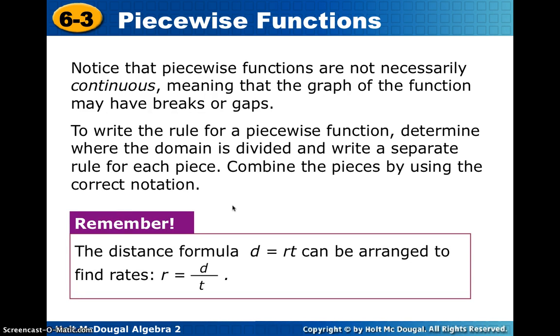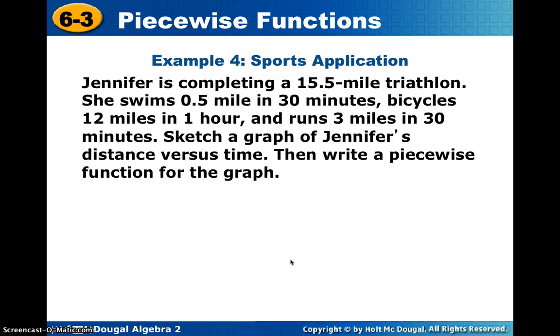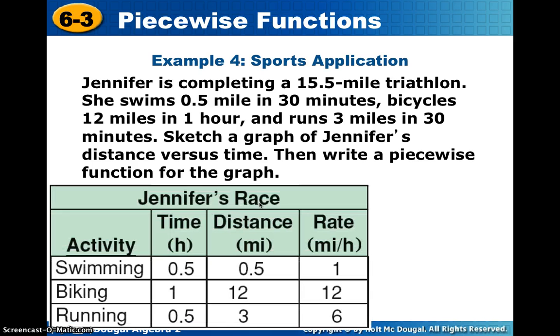So let's look at this next example. The next example happens to use distance equals rate times time. Jennifer is completing a 15.5-mile triathlon. She swims 0.5 miles in 30 minutes, bicycles 12 miles in an hour, and runs 3 miles in 30 minutes. Sketch a graph of Jennifer's distance versus time, then write a piecewise function for the graph.